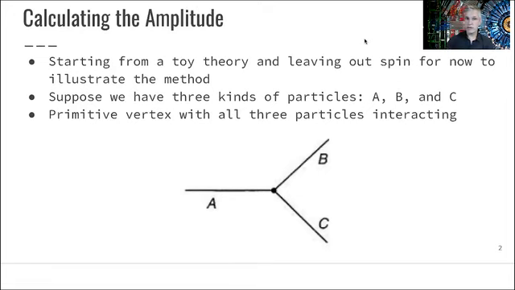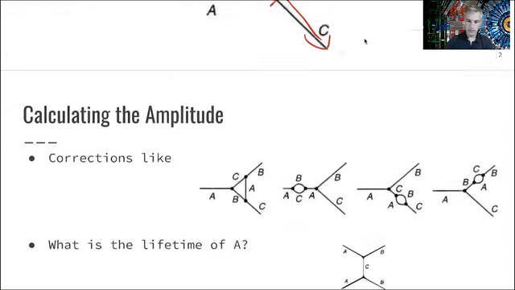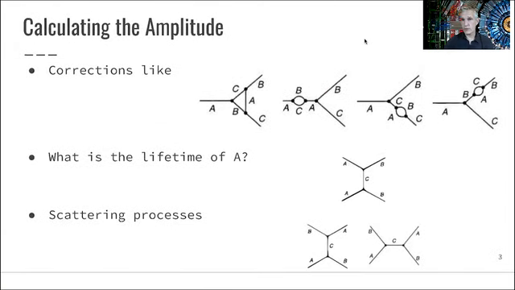And so we can have a primary vertex where all three particles are interacting, as shown here. So particle A might decay into particles B and C. You can assume that particle A is heavier than the sum of B and C, so this is kinematically allowed. We might also have corrections involved here, as shown here.